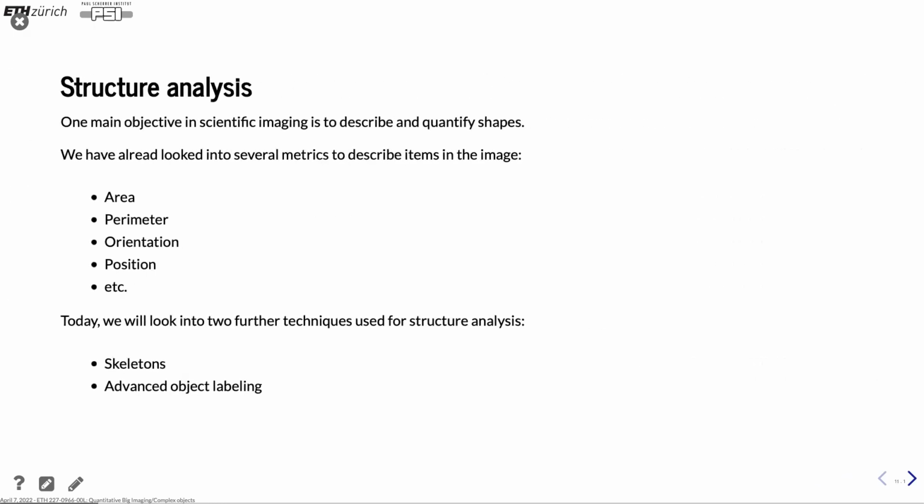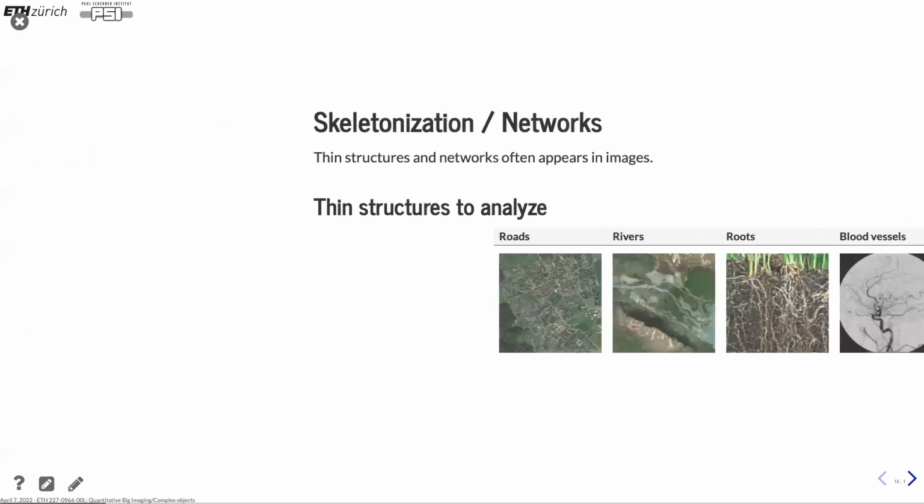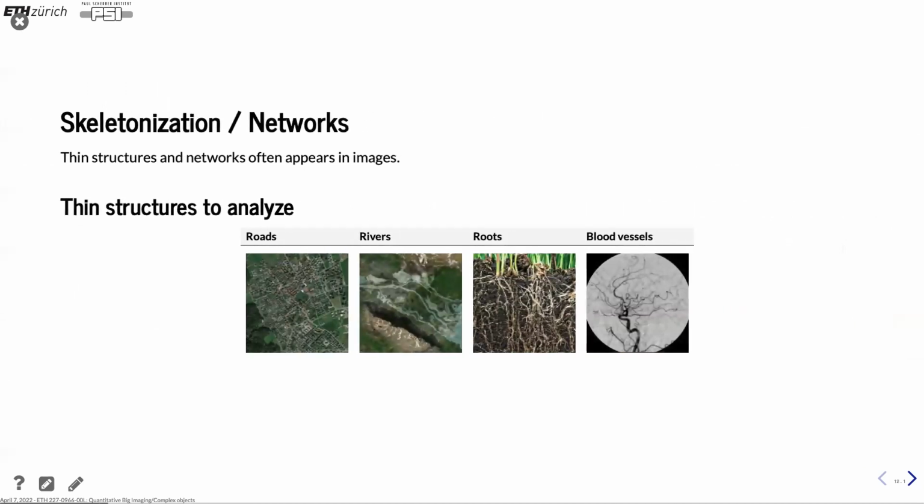So looking at the structures, last week we looked at area, perimeter, orientations, positions, etc. But what we want to do now is go beyond that, and with that we are going into the skeletons and the advanced object labeling. And the skeletons or networks is something you see a lot in real life.